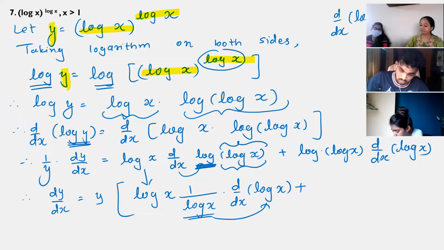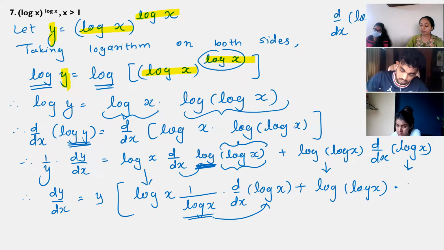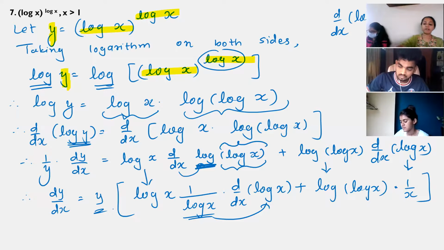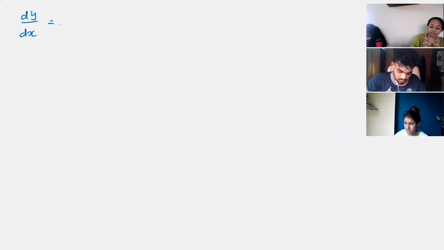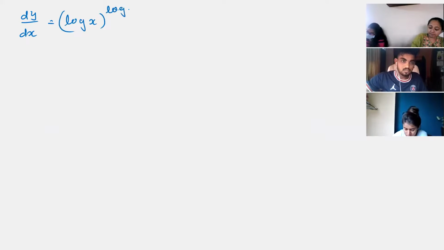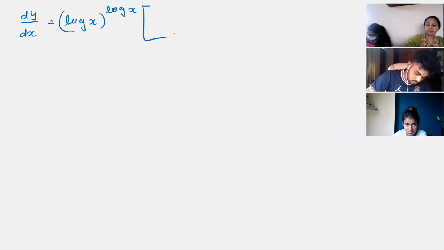This something else went for the differentiation. Plus this as it is, and differentiation of log x is 1 by x. This is the next step. We'll substitute y. dy by dx is equal to y. y is like log x to the power log x inside the bracket.